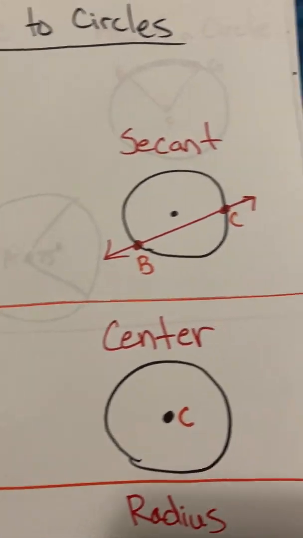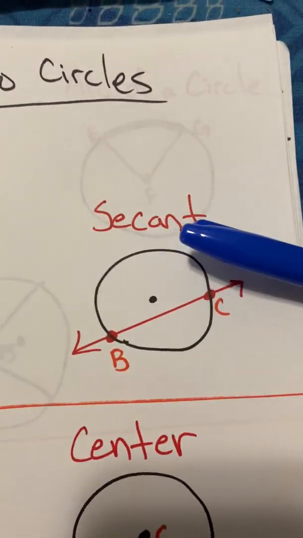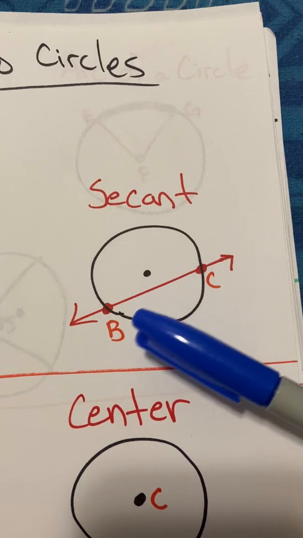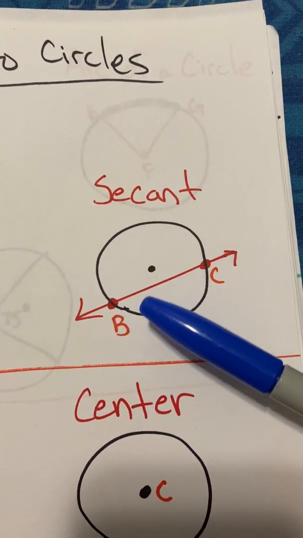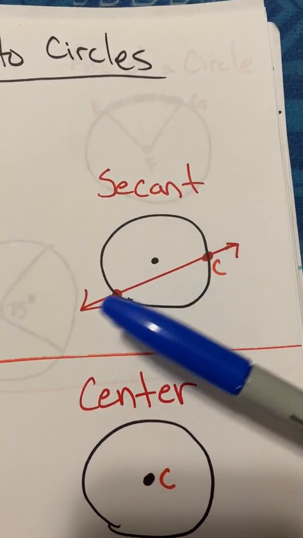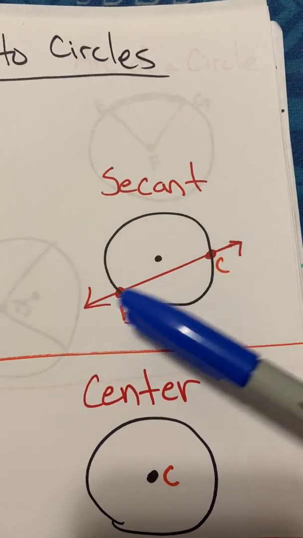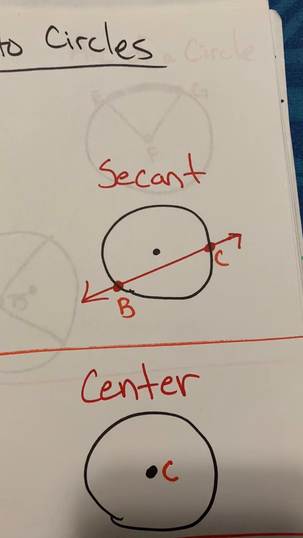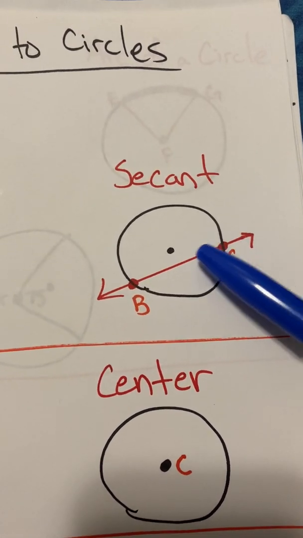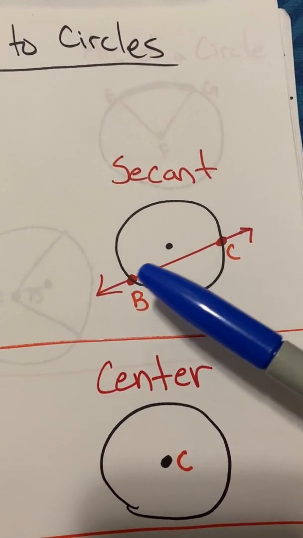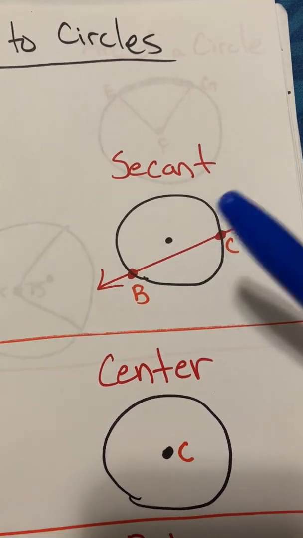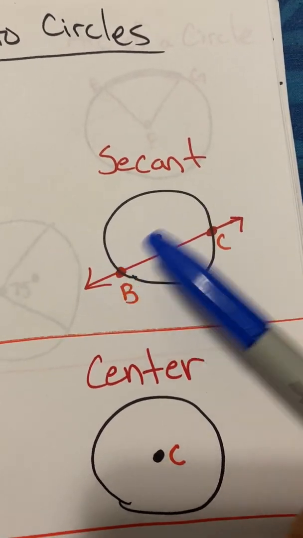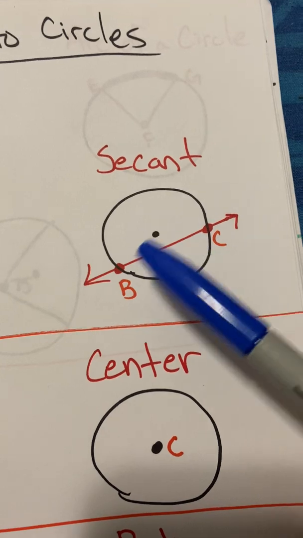So a secant line, the next vocab, is a line that crosses through the circle at 2 points, and it crosses through the circle, which is why I put arrows here. This is very important because there are other lines that seem to cross through the circle, but they don't have arrows. If you don't see those arrows, that means it's not crossing through the circle. It's just touching it. But a secant line always crosses through the circle.